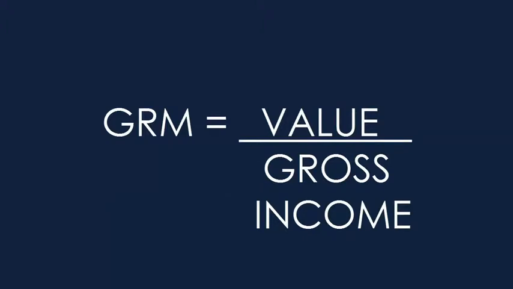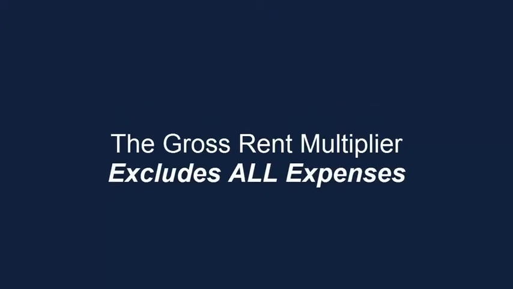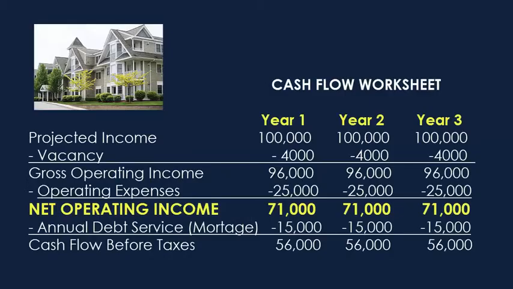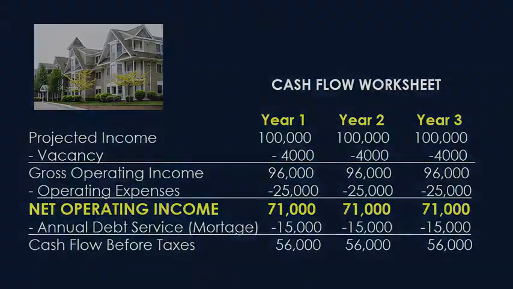Remember the formula, the value divided by the gross rents? Well, you're only looking at that for a single year and you're excluding all expenses related to the property. If a property is stabilized and expenses are in line with the marketplace, then the gross rent multiplier can be a great tool to compare values on the surface, but it's only on the surface.